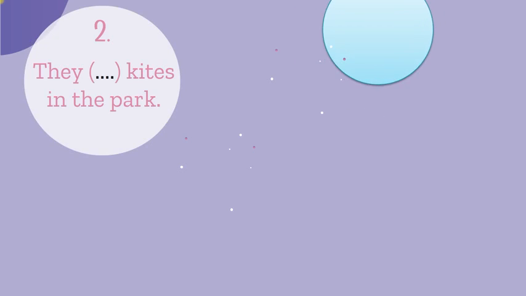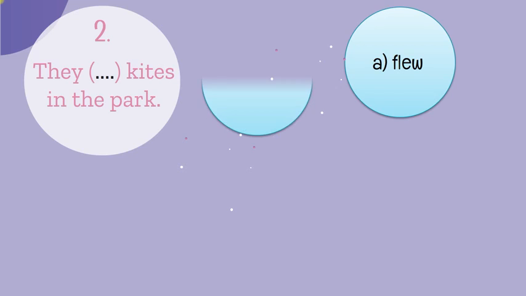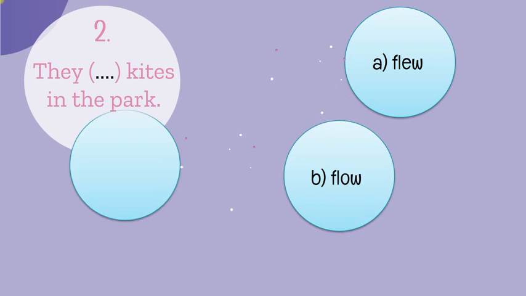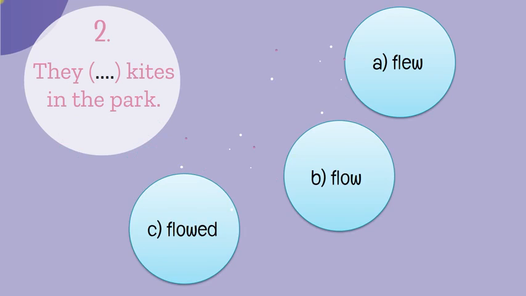Number 2. They, A. flew, B. flow, C. float kites in the park. Flew. Well done.